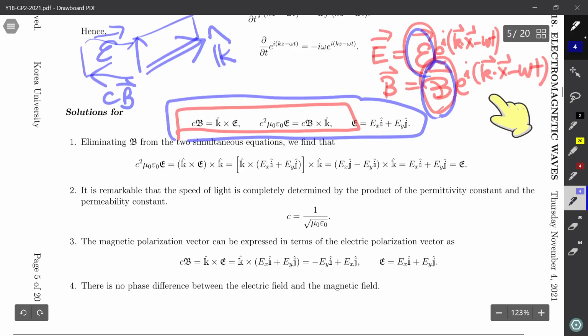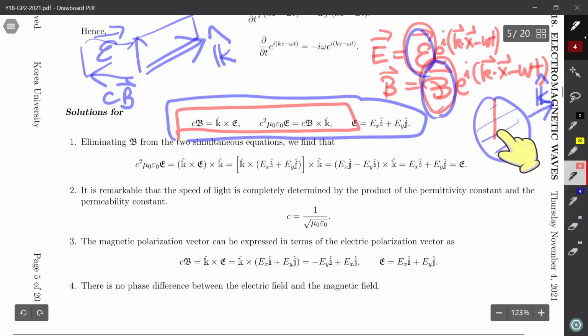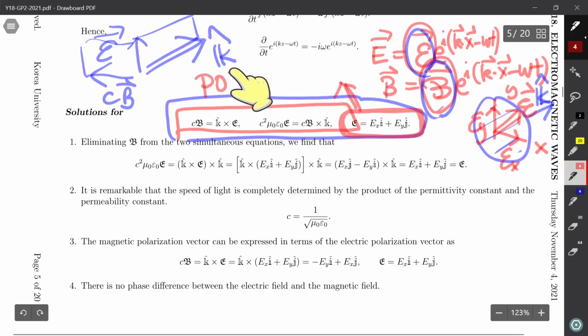It is, in general, there is a plane, xy plane, that is perpendicular to the z direction. In general, x-axis, y-axis. Any electric field is composed of Ex and Ey. So, electric field, we say this is polarization vector.